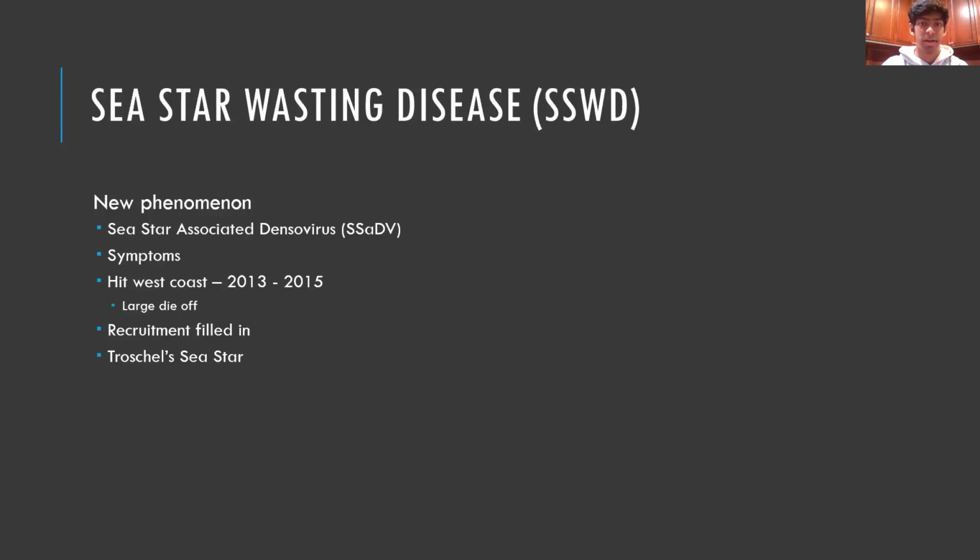So the big thing about Pisaster is sea star wasting disease. It's a new phenomenon, and it's a result of the sea star associated densovirus. The symptoms are lesions on the outside, then the sea star fragments, so parts of its tube feet break off, and then it dies. There was a really big outbreak of this on the West Coast from 2013 to 2015. There was a really large die-off. Ultimately, younger sea stars filled in, but as the population has gone down, other sea stars like the Troschel sea star have grown because they're less affected by the disease. So it can show competition over the niche.